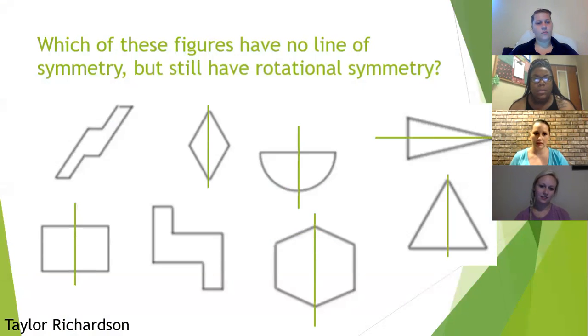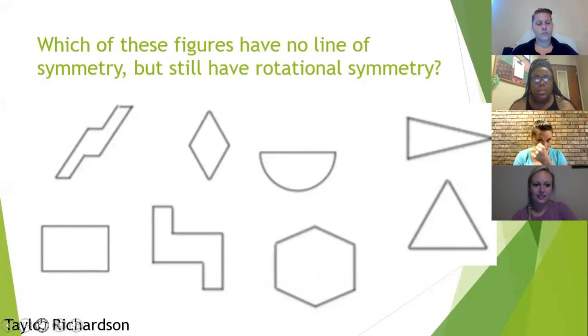All right, Taylor, which of these figures have no line of symmetry but still have rotational symmetry? I am so glad you asked. Okay, a shape has a line of symmetry when a shape can be folded in half a certain way and it looks identical to the other side. Rotational symmetry occurs when a shape can be turned a certain degree and it still looks like the original shape that we had. So for this question, we first want to eliminate our shapes that do have lines of symmetry.